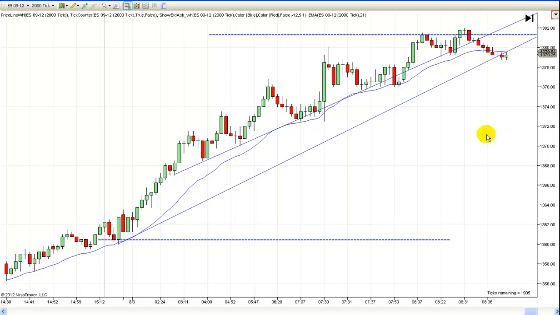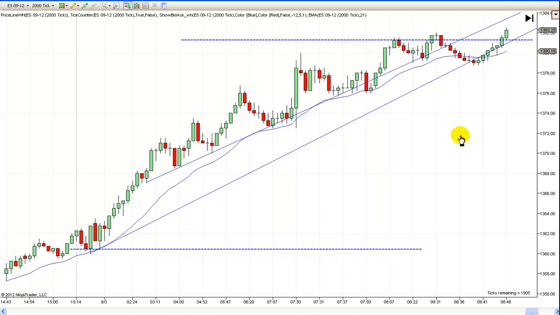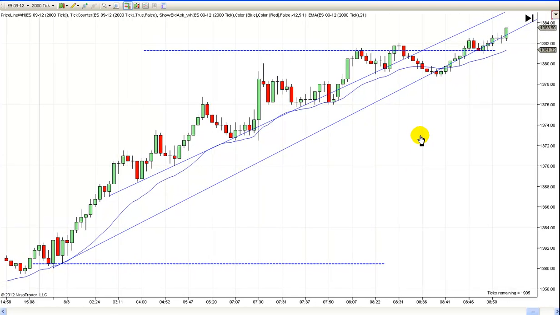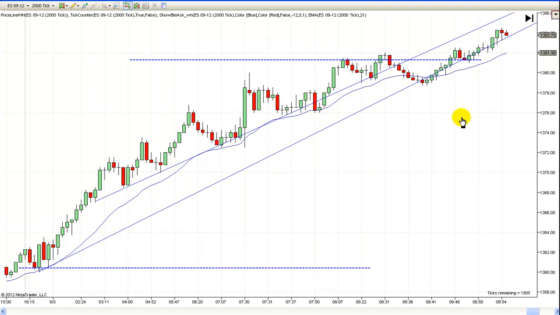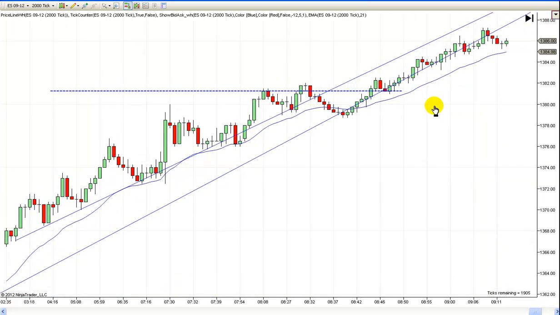Now you could have your order right here. And boom, there it goes. Look at that. Great place to enter, and it's right off the trend. Look, that trend line's holding. Look at prices go. That's a great trend line. It's a super trend line.